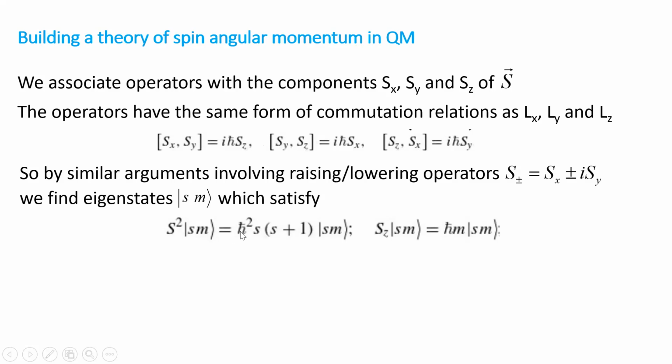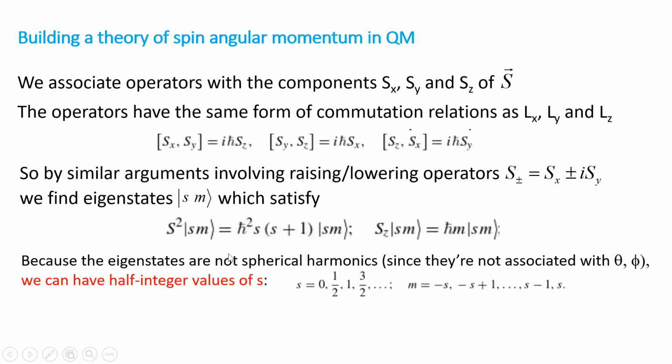Sz doesn't commute with Sx or Sy, we can't get simultaneous eigenstates of Sx or Sy here. So the eigenvalues here are similar to the eigenvalues we saw for orbital angular momentum, which were h bar squared L times L plus 1. Here it's h bar squared S times S plus 1. And this one, Sz, is actually exactly the same. It's h bar m, where m is the quantum number for the z component of the spin angular momentum.